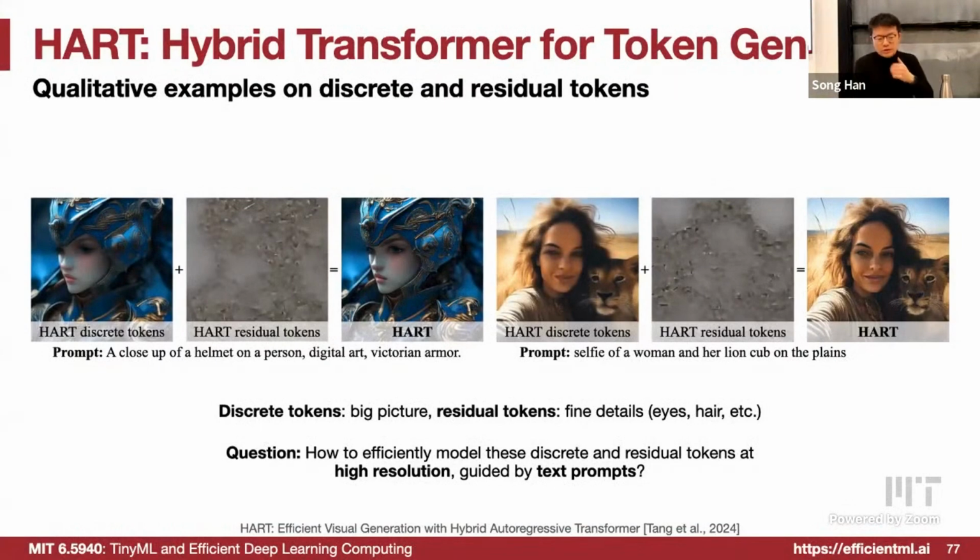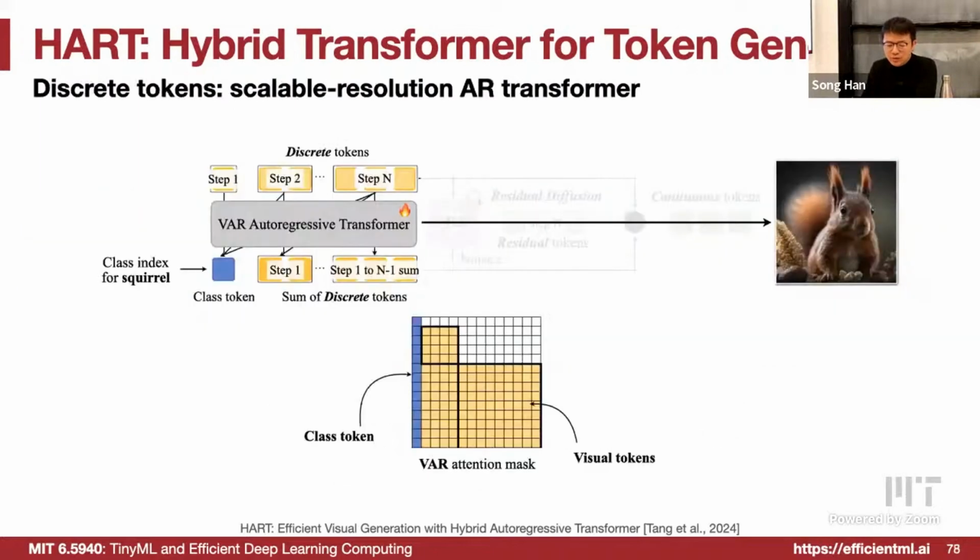Okay, so the discrete tokens are basically learning the big picture, versus the residual tokens are learning those fine details like the eyes, the hair, etc. And the natural question is how to efficiently model these discrete and residual tokens at high resolution and guided by text prompts, not just the class prompt.